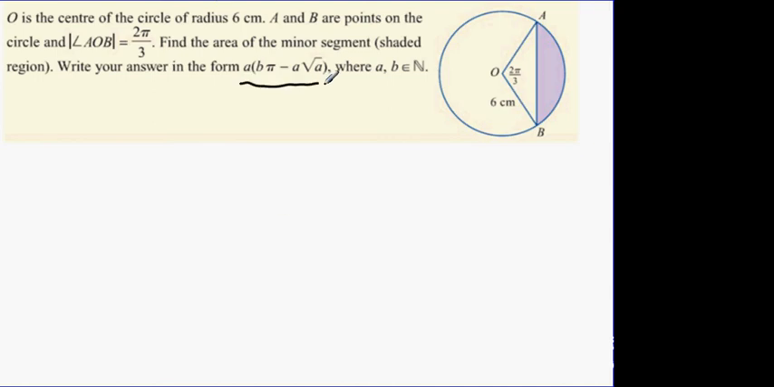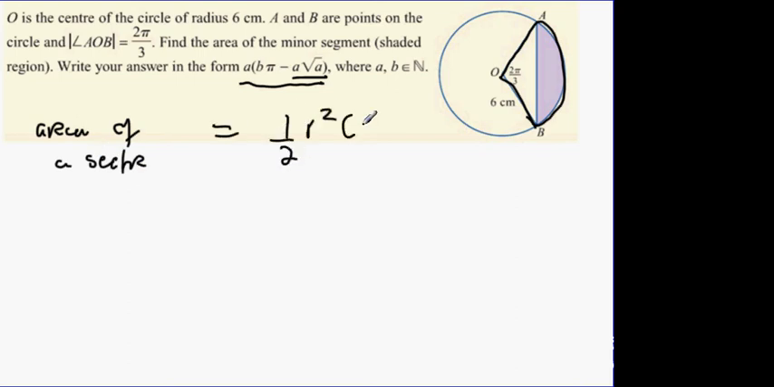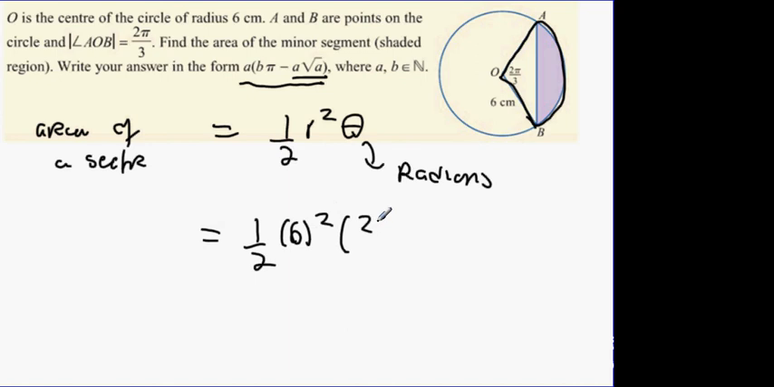First things first, let's get the area of the full sector. Area of a sector? Area of a sector is a half r squared theta. Theta has to be in radians. It cannot be in degrees. A half times 6 squared times 2 pi over 3, and what that will get me is 12 pi. 5 marks going for that.